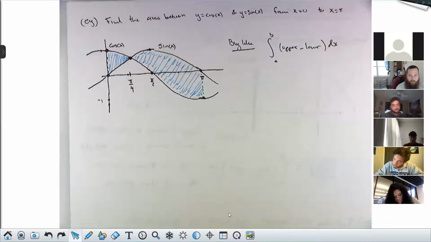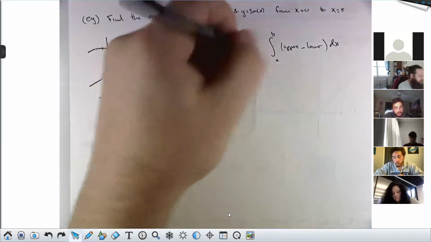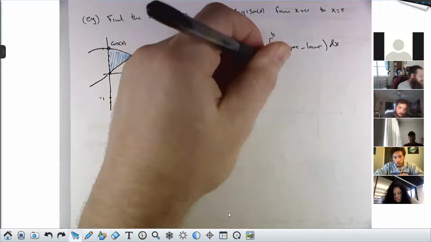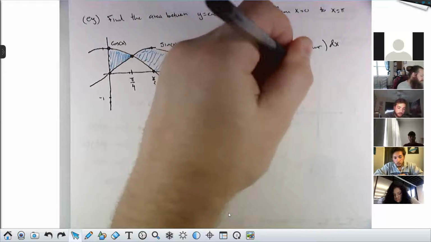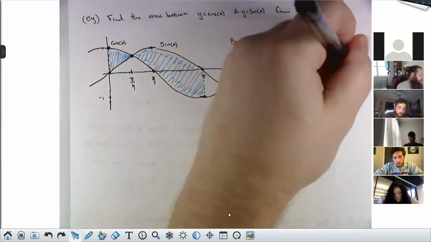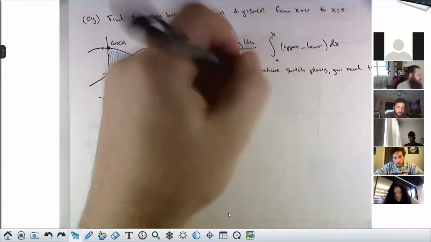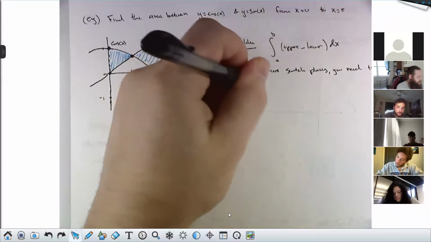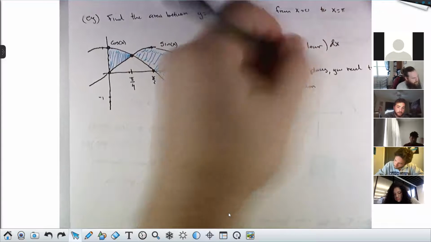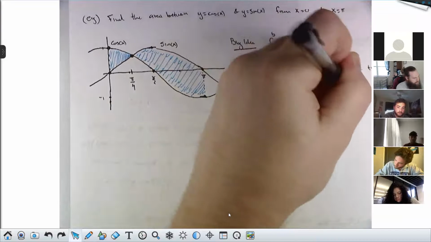But here cosine starts out as the upper and sine as the lower, and then at pi over 4 they switch, and sine becomes the upper, cosine becomes the lower. So if the functions switch places, you need to split up the integral, or split up the problem into multiple integrals.